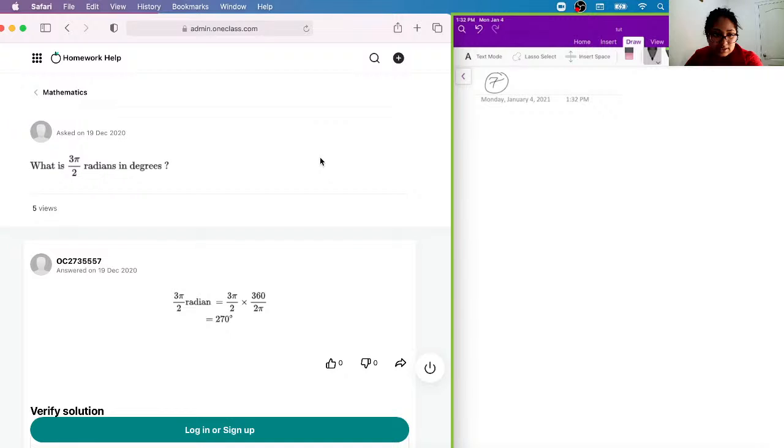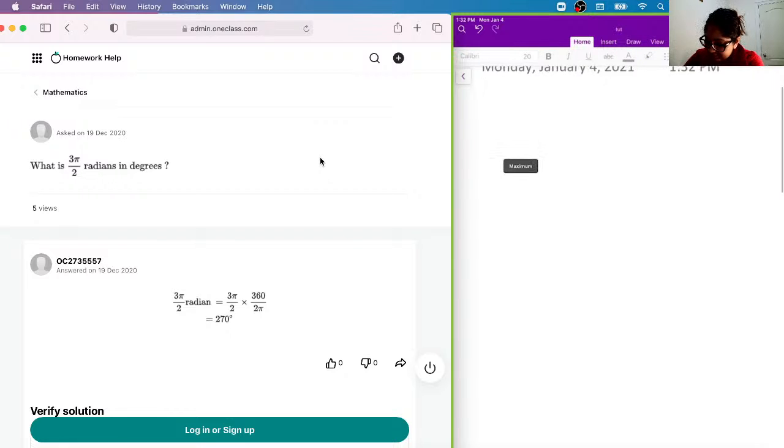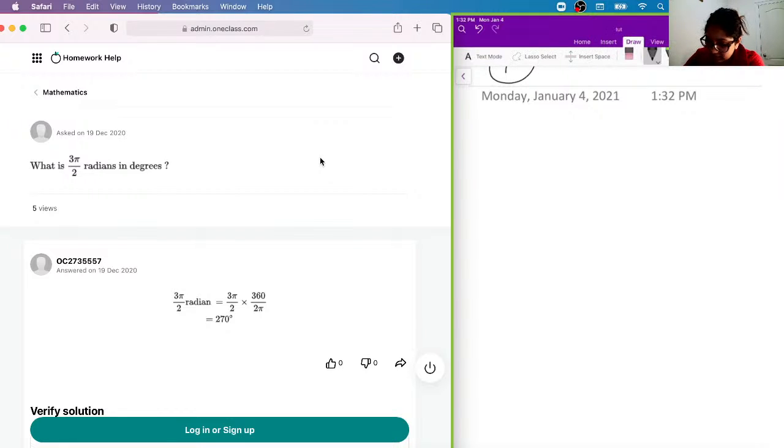We have, what is 3 pi over 2 radians in degrees? Okay, so now we have to convert the given radian into degrees. So they're asking us, what is 3 pi over 2 radians?